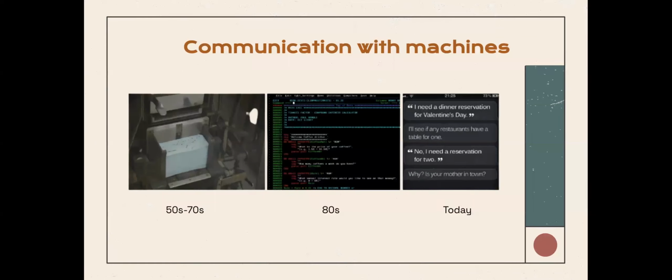So this is a history snapshot. In the 50s and 60s, they used punch hole cards to do the computational logic. Subsequently they went to code. And now what we're expecting is to just have a conversation with the machine, and the machine should understand you based on that.